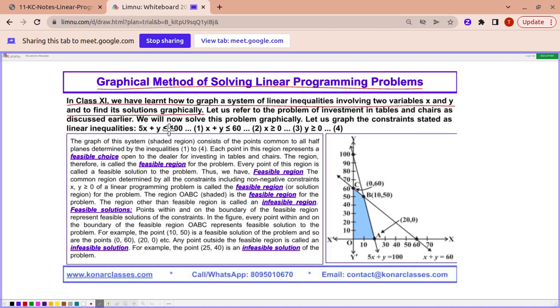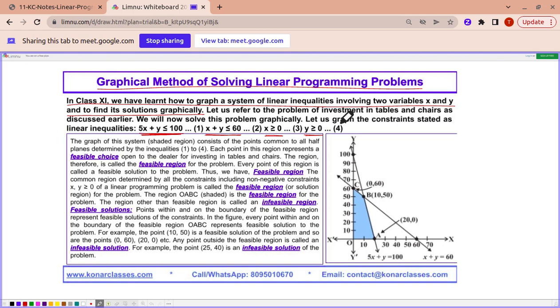Now, what are the constraints? The first constraint is 5x plus y less than equal to 100, and that is called the investment constraint. The second constraint is x plus y less than equal to 60, that is the space constraint. And then x greater than equal to 0 is a non-negative constraint, and y greater than equal to 0 is a non-negative constraint. So, the graph of all these inequations, first let us put.